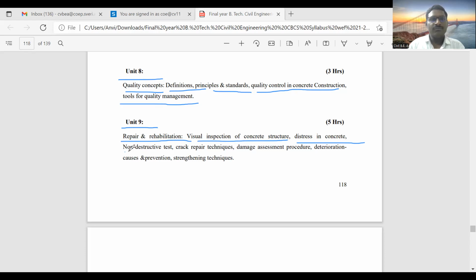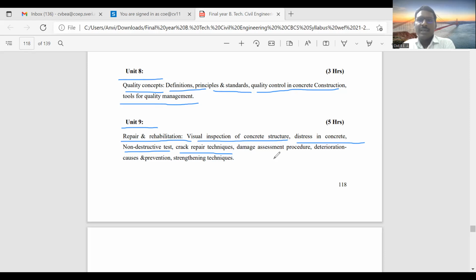Then for repair and rehabilitation, we have to take the tests on the concrete, that are the non-destructive tests. So how to know the strength of the concrete is good, or whether the structure is deteriorated or not deteriorated, that we can test by using non-destructive testing.